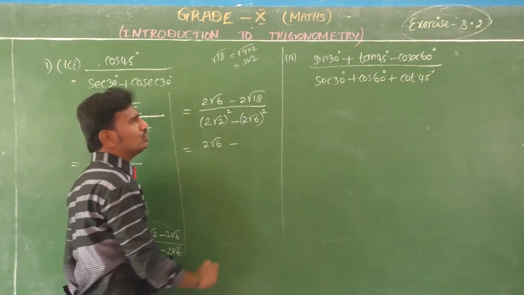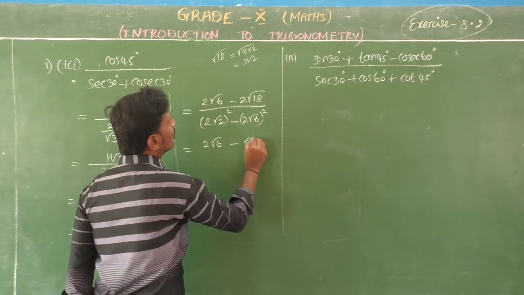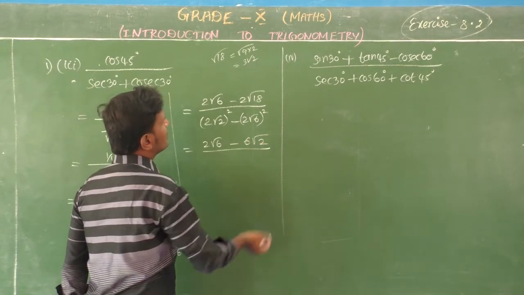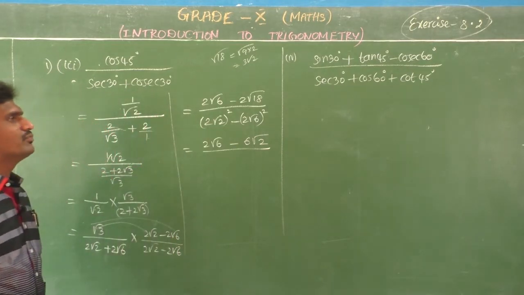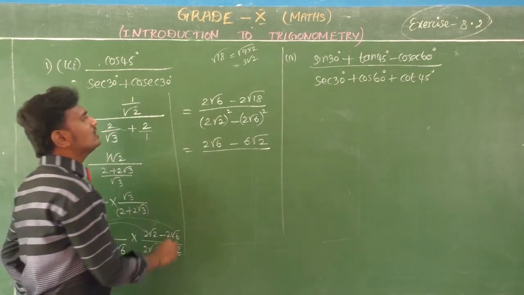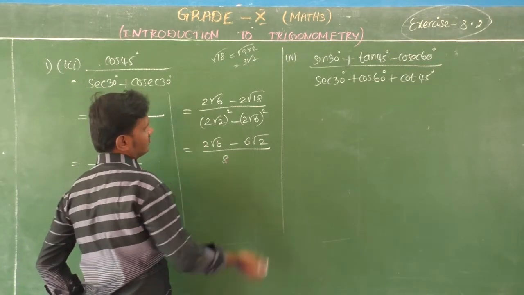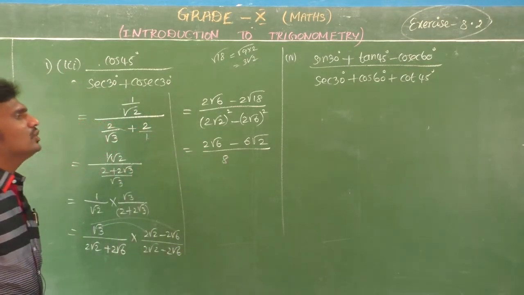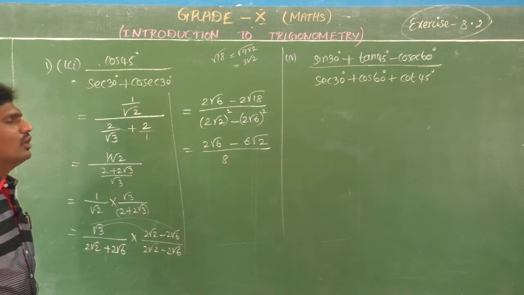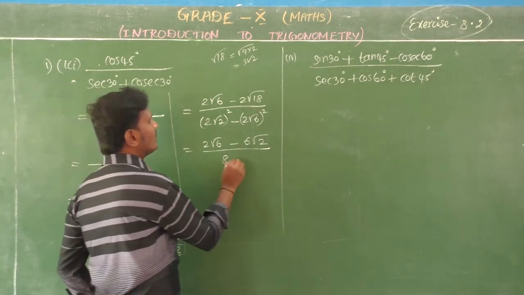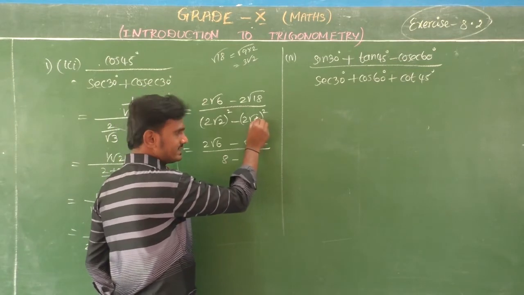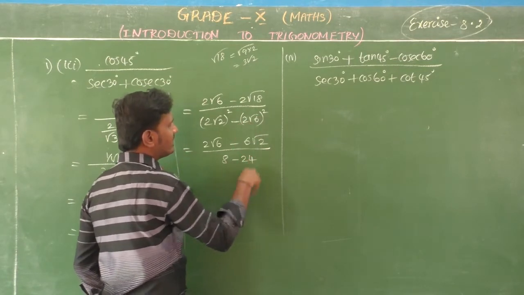Already you have the 2, no? So 6 root 2 the whole divided by 2 root 2 the whole square is, what will come? 2 square 4. Okay, so 4 into 2 is 8. Okay, then 2 root 6, you have a value of 2 square 4, then root 6 the whole square 6. So what will come? 6 fours are 24.